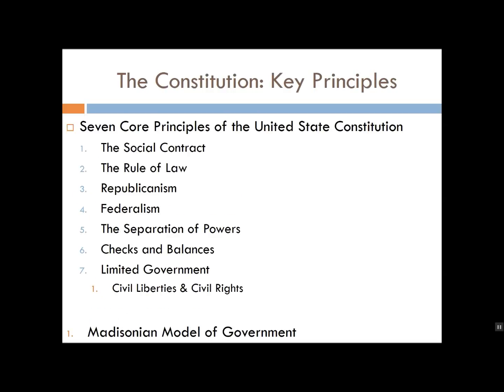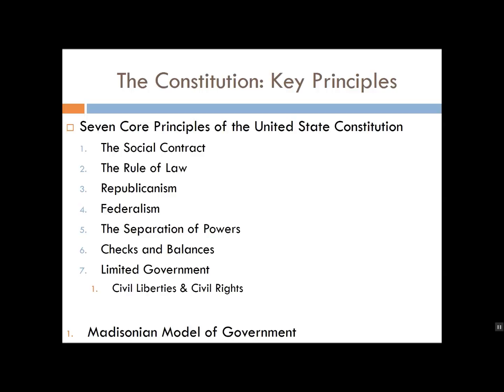In general terms, the Constitution of the United States has 7 core principles. Now, we're going to skim over this for the time being, but we'll elaborate on many of these points in future lectures. Our discussion of federalism, for example, will be tackled in the second half of this week's lecture. So let's start with the first of these 7 core principles, the social contract.